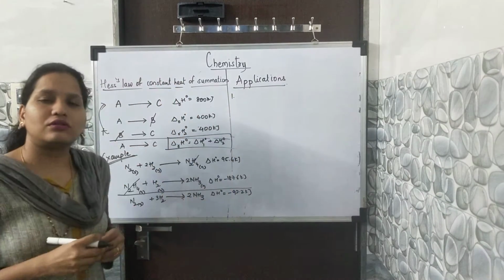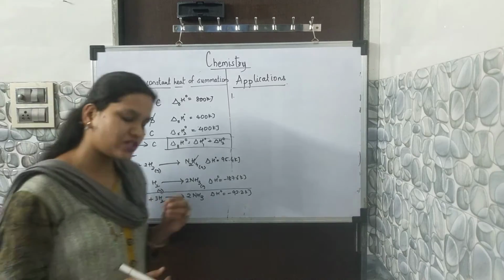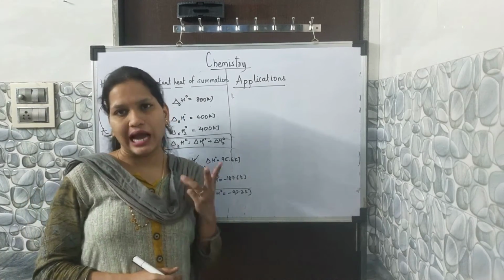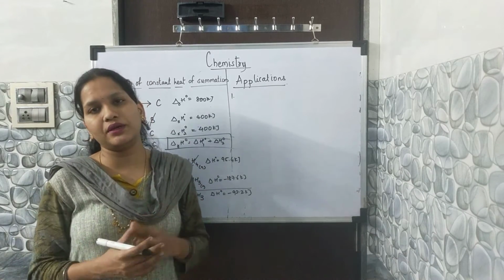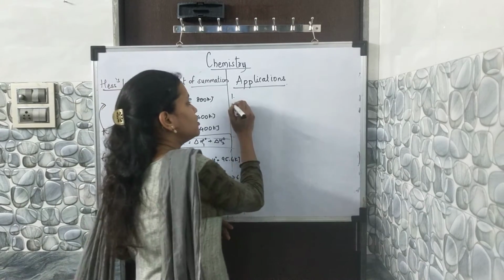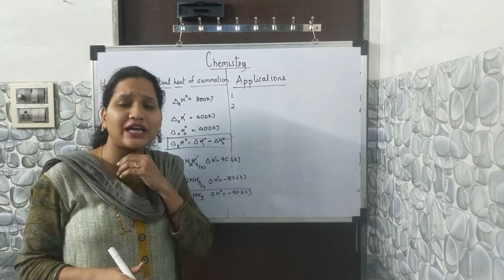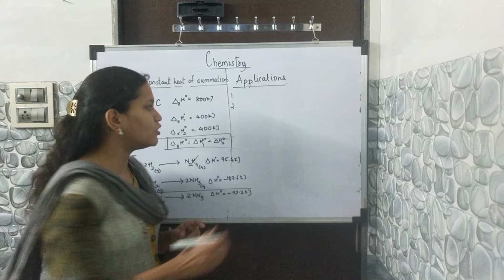What are the applications of Hess law, where can it be used? Hess law is used for the standard enthalpy of formation, combustion, ionization, and atomization. For all of these, Hess law of constant heat of summation will be used. Second, whether the reaction has been carried out in a single step or a series of steps, for any reaction in a series of steps, definitely the constant heat of summation will be used.